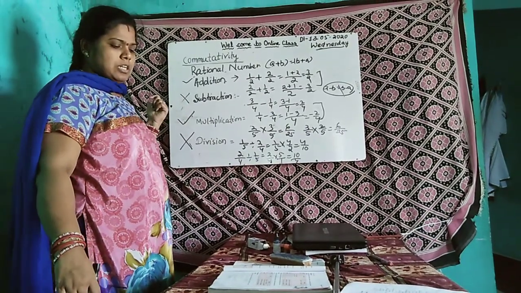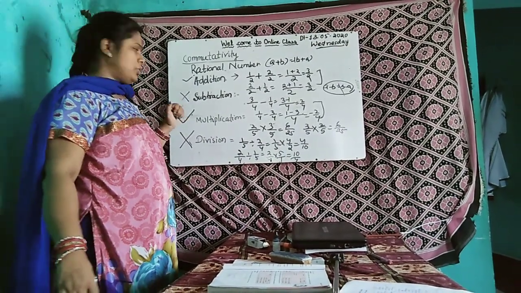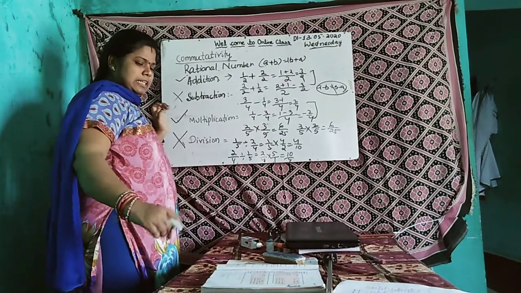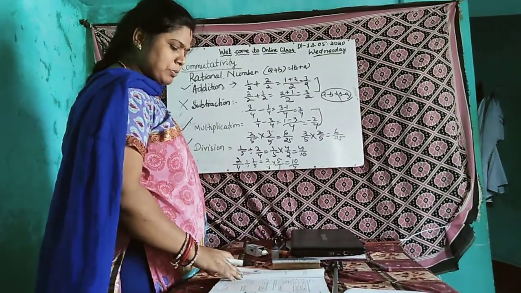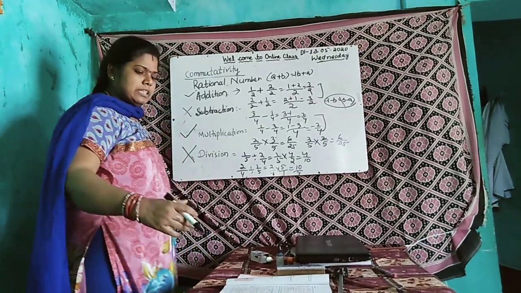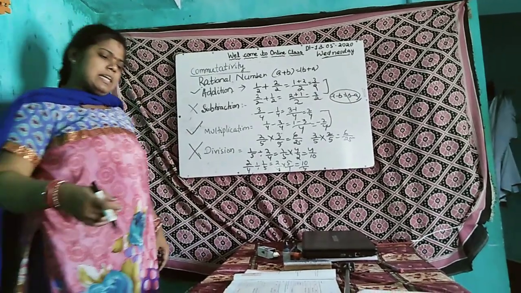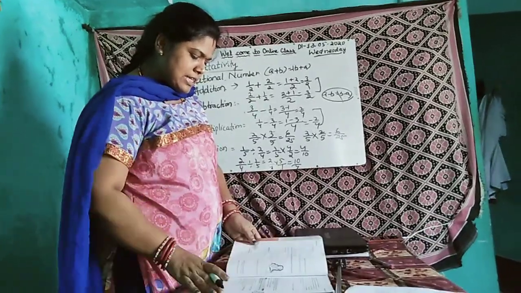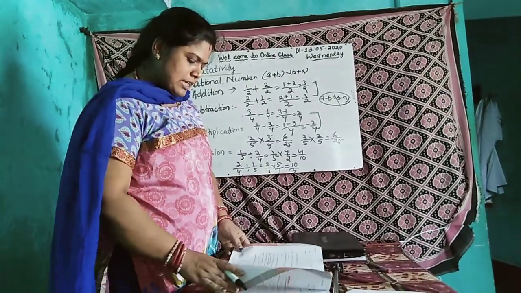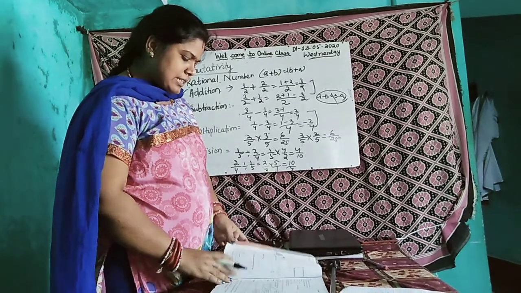So today we read about the commutative property of whole numbers, integers and rational numbers, under addition, subtraction, multiplication and division, and how they are satisfied or not. This is a little long chapter. Another is the associative property, which we will discuss in the next class, along with its exercises and some examples.